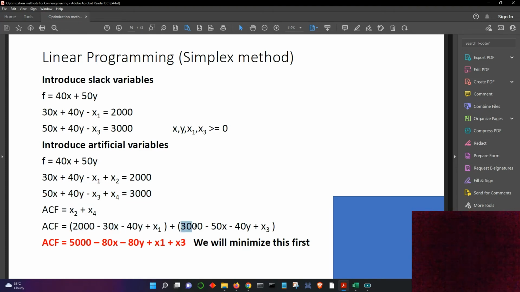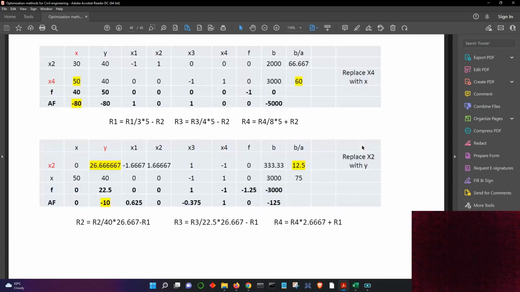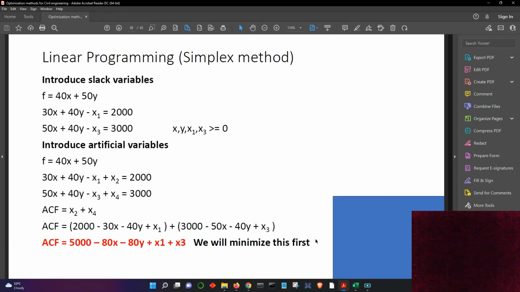This is x2 and this is x4. So our artificial variable function is actually now this one. So we have to minimize this function. Now we see some negative coefficients, right? So we can say, yeah, we can actually do it, right? Yeah. So now we have artificially introduced some negative coefficients because our problem requires us to do that.